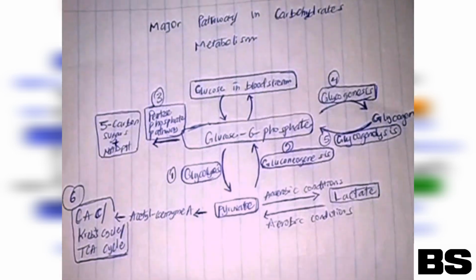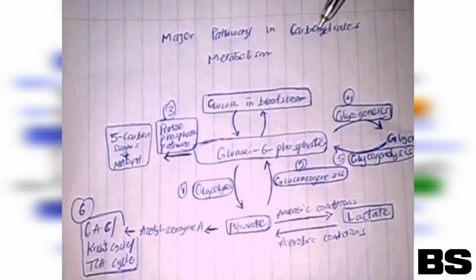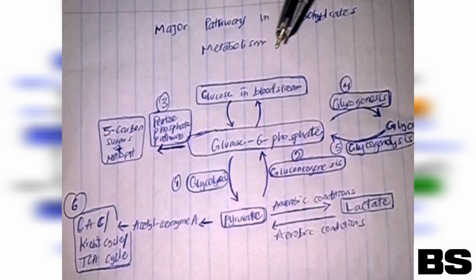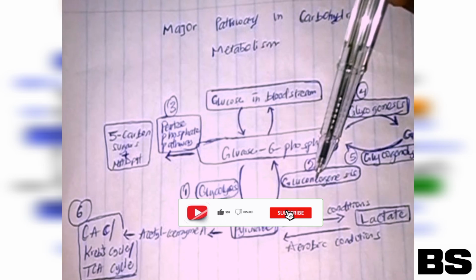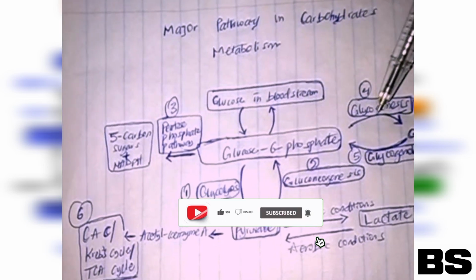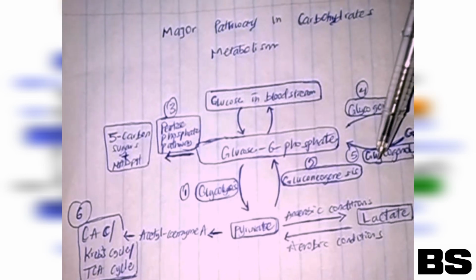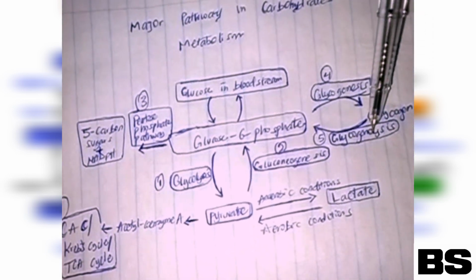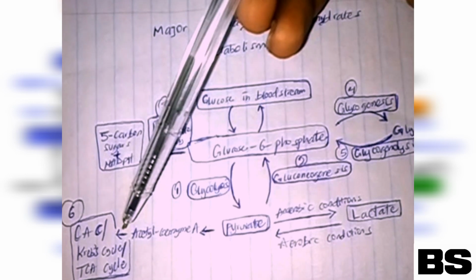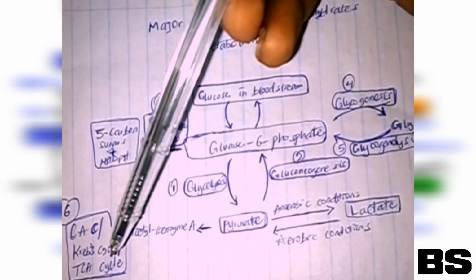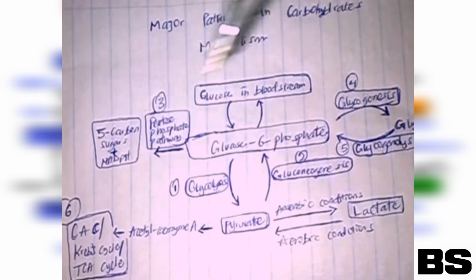Hi, so I'll be discussing the major pathways in carbohydrate metabolism. Alright, so let's dive in. Number one, we have glycolysis. Number two, we have gluconeogenesis. Number three, we have the pentose phosphate pathway. Four is glycogenesis. Five is glycogenolysis. Then we have the CAC, that is the citric acid cycle, or the Krebs cycle, or the tricarboxylic acid cycle.